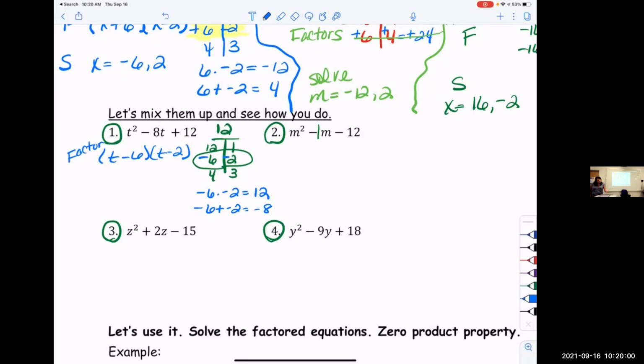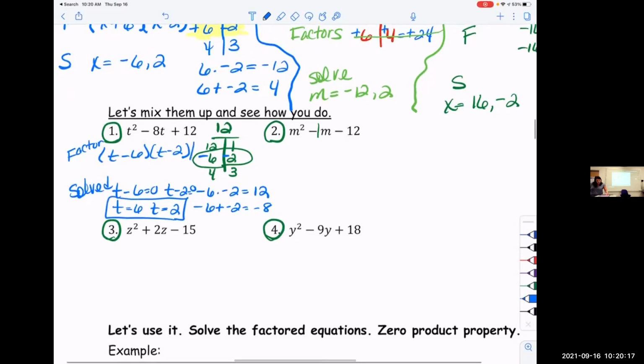If they want it solved, depends on the directions, you take it one step further and go opposite operations. And again, this is what's happening. You're solving it, but it just changes the signs. So solved, factored. Your directions will tell you which one it wants. Make sure you read them so you do not have to get frustrated. Okay. All right, let's do that next one.